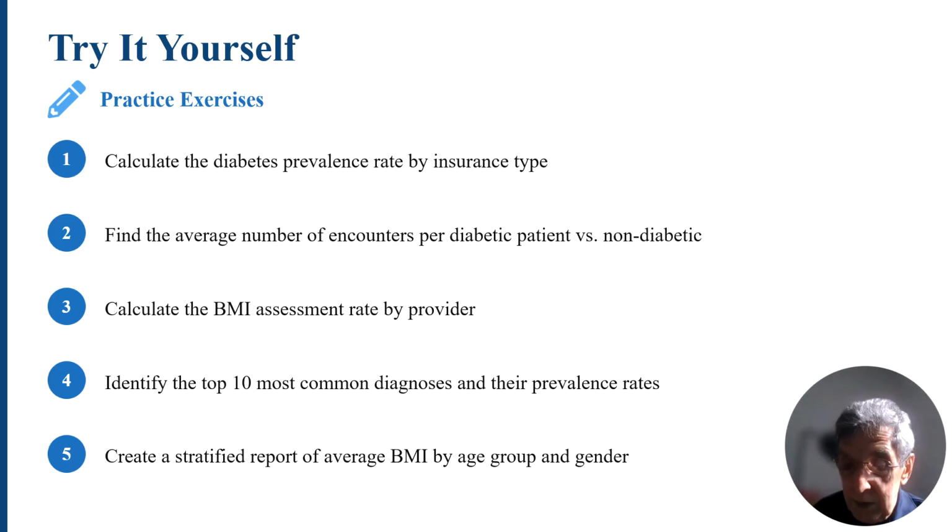Exercise 2, find the average number of encounters per diabetic patient versus non-diabetic. Well, this will require identifying diabetic patients using the diagnosis join pattern and then comparing encounter counts between the 2 groups. So think about how you would use a case expression or separate queries to split the populations.